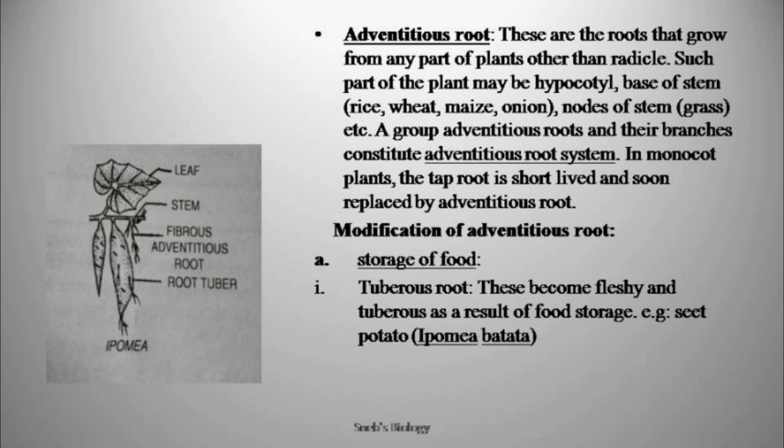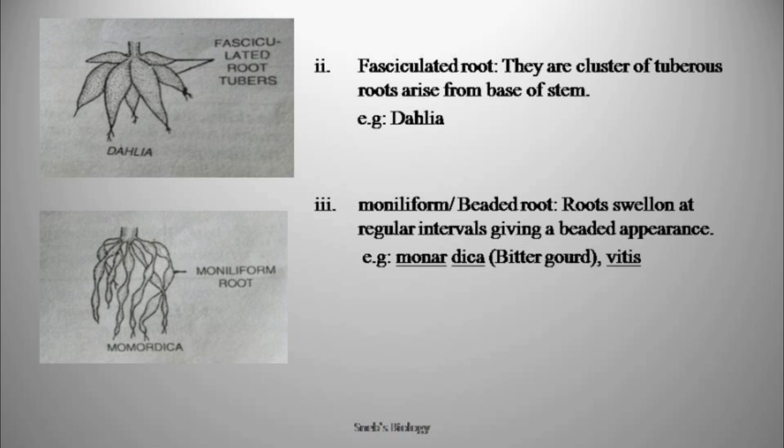Sometimes the adventitious root gets swollen and becomes thick due to storage of food. Depending upon their shape and place of swellings, these roots can be classified into the following categories. First, tuberous root. This becomes fleshy and tuberous as a result of food storage. For example, sweet potato.